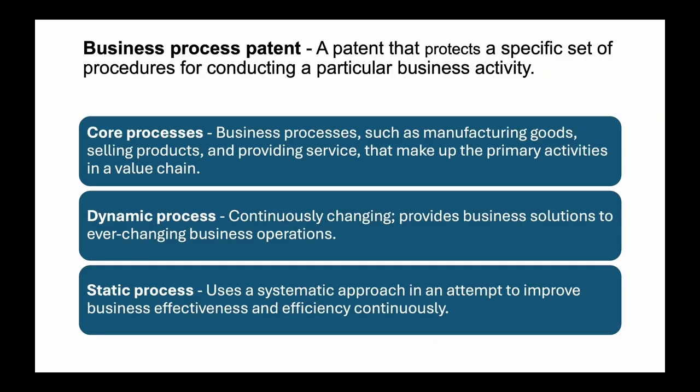We have something called a business process patent. It is a patent that protects a specific set of procedures for conducting a particular business activity. We have core, dynamic, or static processes. Core processes are business processes such as manufacturing goods, selling products, and providing services. They make up the primary activities in a value chain.